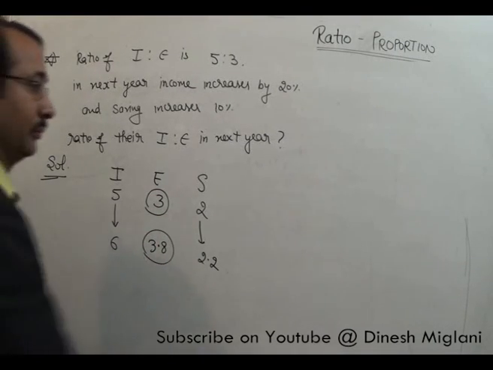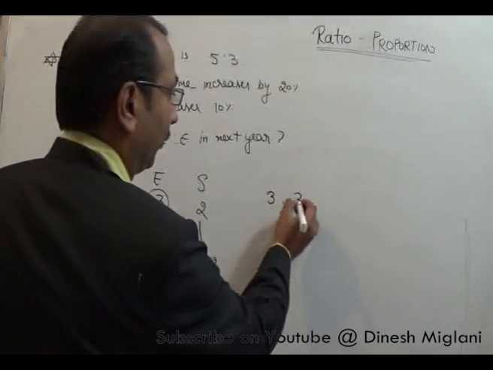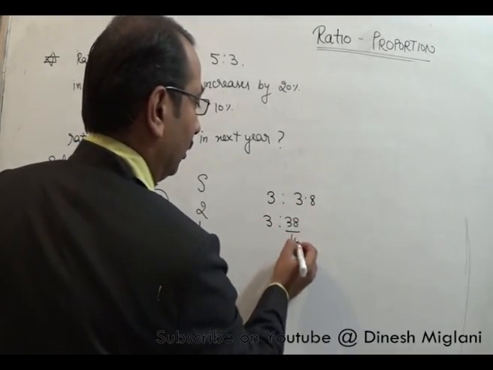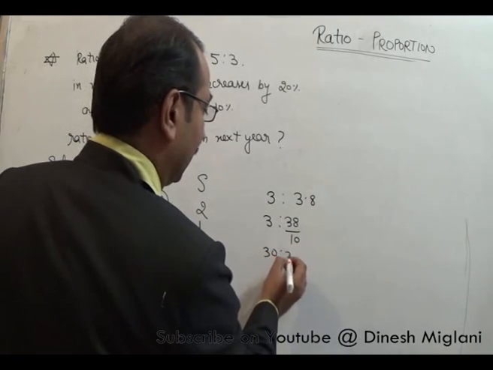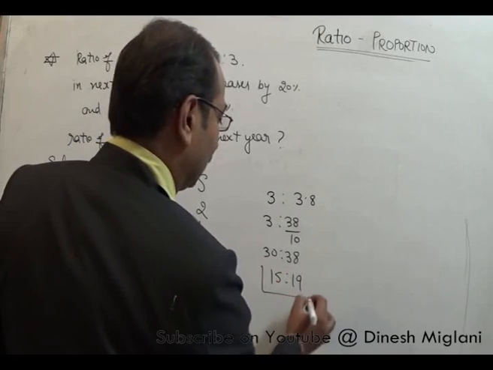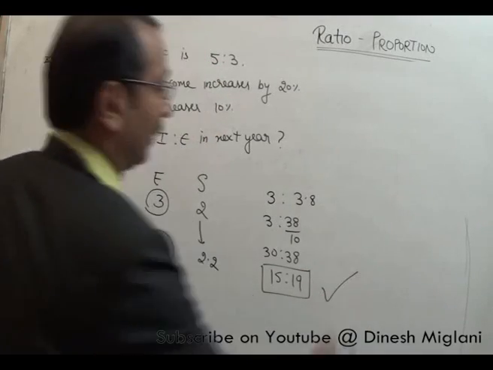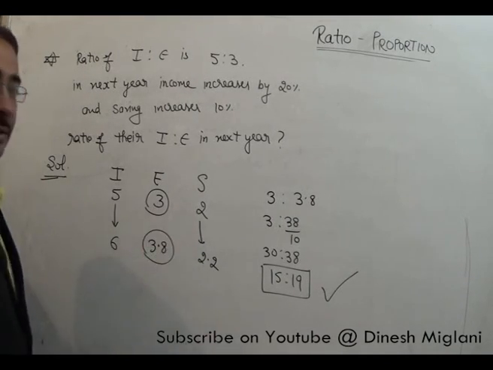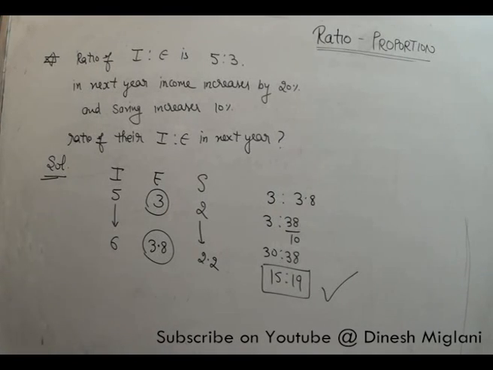We have to find the ratio. 3:3.8 means 3:38/10, that is 30:38, or I can say 15:19, that is the ratio of their expenditures. I hope this is clear. We have just solved it. We just found their expenditure values 3 and 3.8 and we have to take the ratio, that is said to be 15:19.